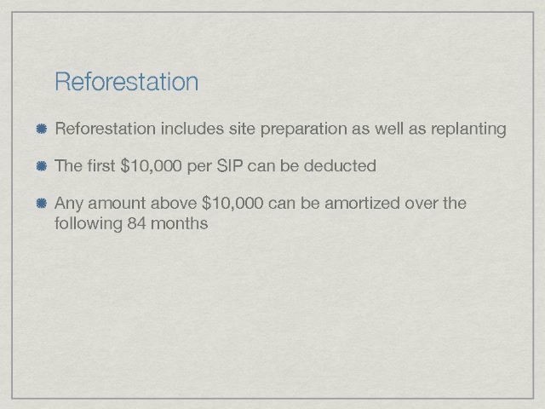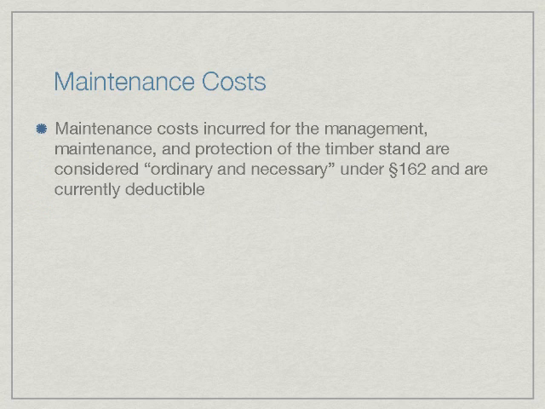To maximize the benefit, the site preparation could be conducted in July, which would be year 1, with replanting the following January, which would be year 2, to expense $20,000 for one block. Maintenance costs are incurred for the management, maintenance, and protection of the timber stand and are considered ordinary and necessary under Section 162. Amounts incurred for labor and materials for fire, disease, insect, and brush control are deductible. Post-establishment fertilization is also performed for the management, maintenance, and protection of the timber stand and is held to be an ordinary and necessary expense deductible under Section 162.